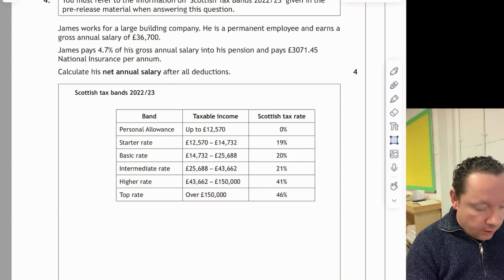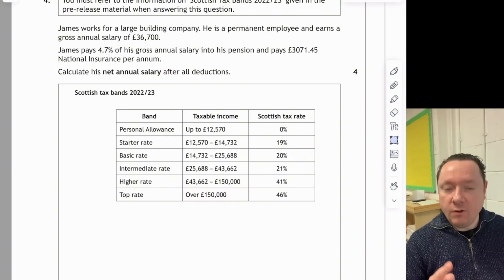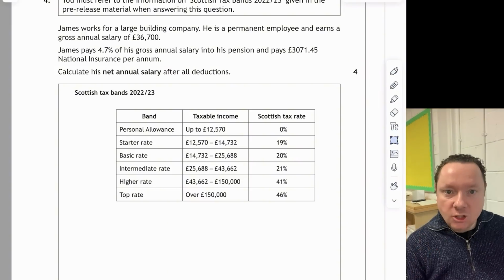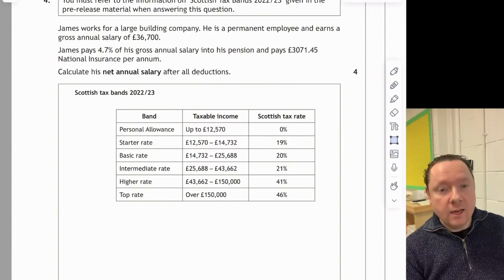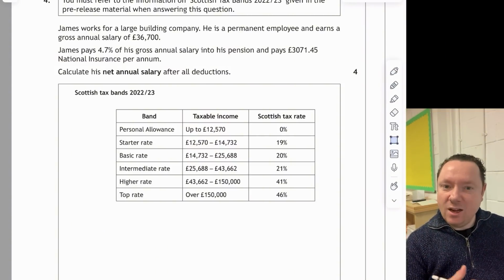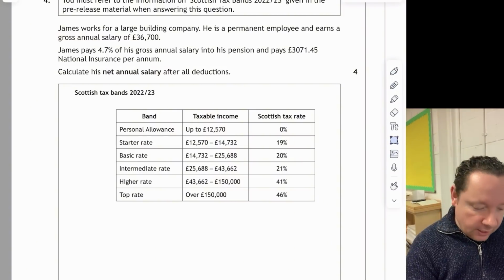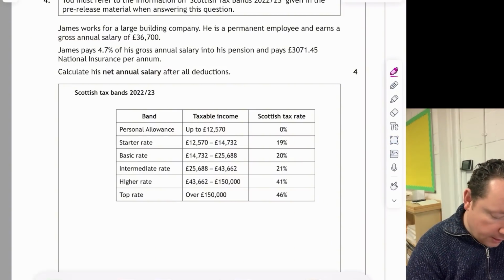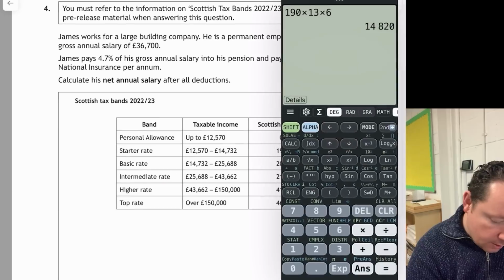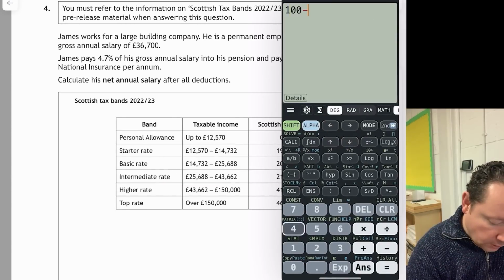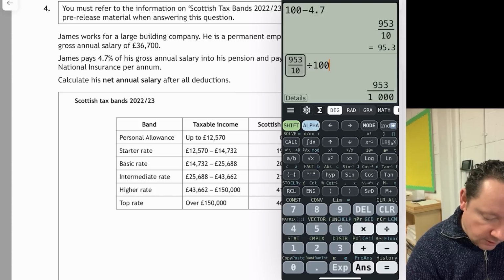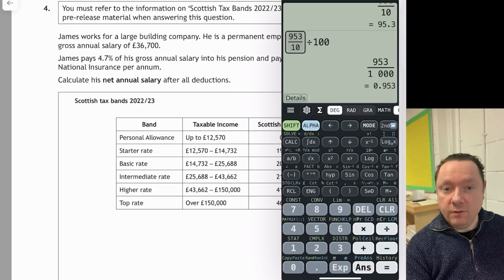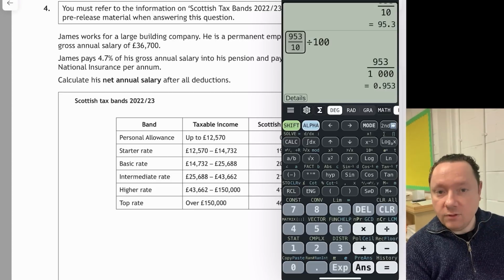Now, we have to work out his tax. Remember, this is one key thing. If you're working out someone's tax, you take the pension off first. If you don't do that, you're going to lose a mark. So taking off his pension, I need to take away 4.7%. Two ways to do that. Just work out 4.7% and then take it away. Or I'll always use multipliers when I get to Higher. So in my calculator, 100 minus 4.7, because I'm taking away 4.7. That's 95.3. So I'm going to times his salary by 0.953, and that will give me what his salary is after the pension's taken off.